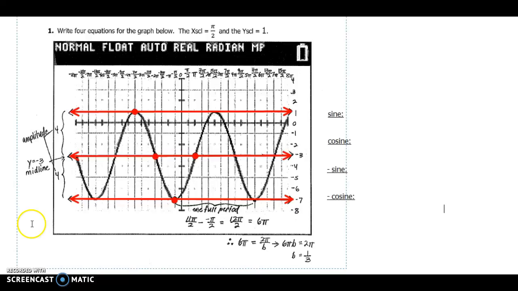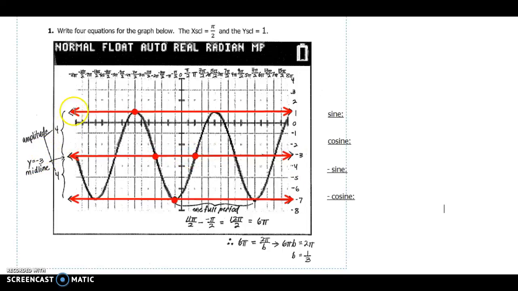So off on the left here, I labeled that this midline is at y equals negative 3. Now, how did I know it was y equals negative 3? Over on the right, I labeled my y values. So starting at 0 here, I went up by 1s, down by 1s, so that I knew that my midline was at y equals negative 3.